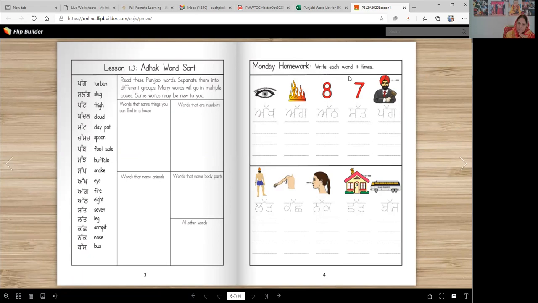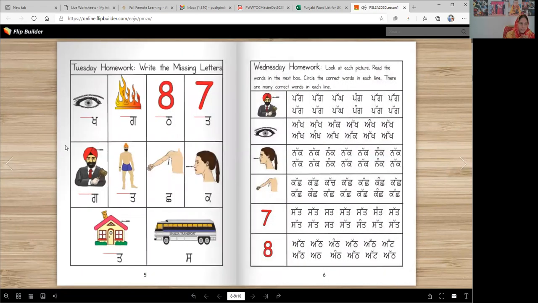Then on Monday, you're going to write each of these 10 words 4 times here. So these are the pictures of these words, and these are the words. Copy them beautifully. First trace them and then copy them. And same thing over here. Then on Tuesday, you have a missing letter and missing adak. Make sure you put the adak on top and missing letters and complete these words. If you need to see in the back, you can go look in the back.